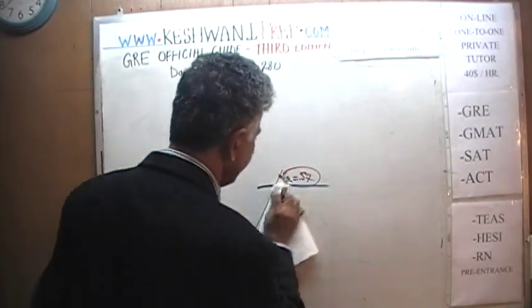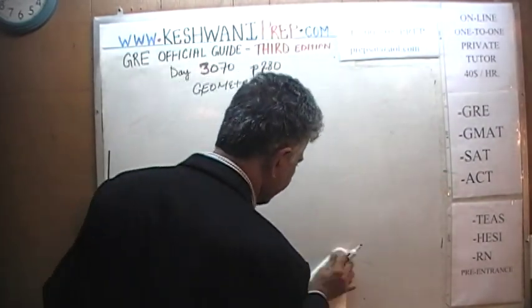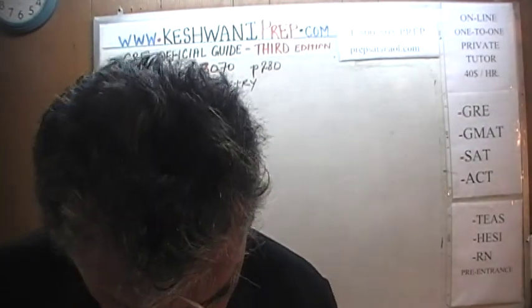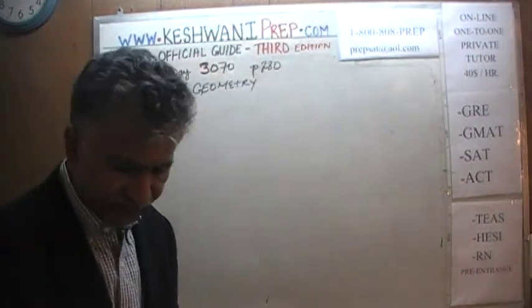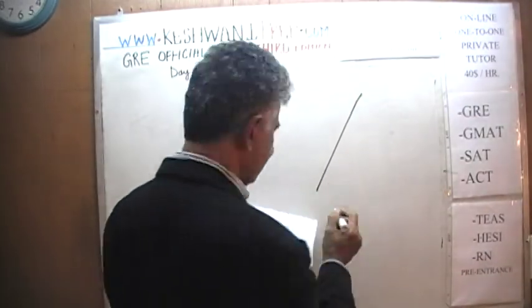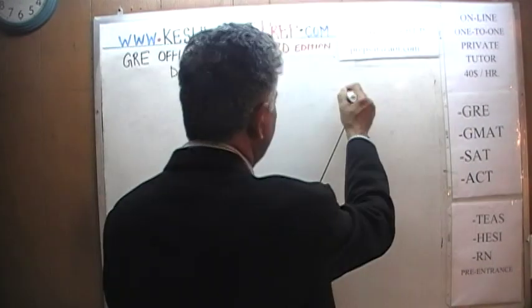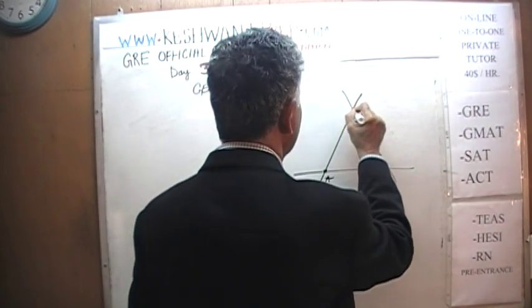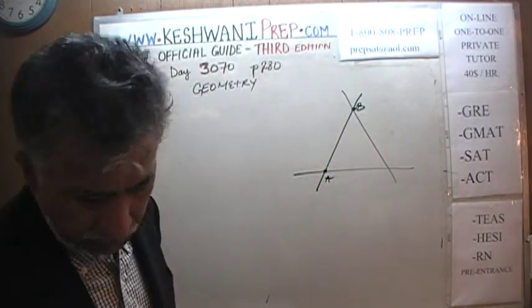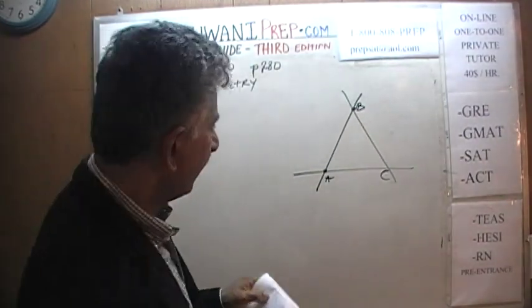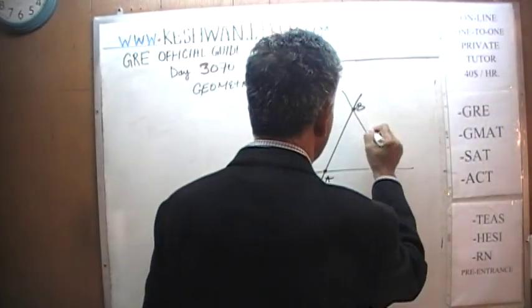Number two. Again, we are given a picture. It says in the geometry figure below, AC is equal to BC. Let's first draw the picture as it is given to us. So here is our line AB, we are told, and here is something like this. This is A. This is B. This is C. This is X and this is Y.